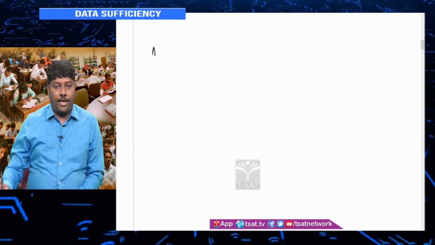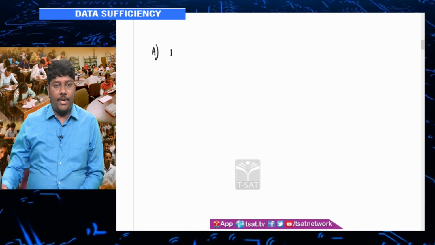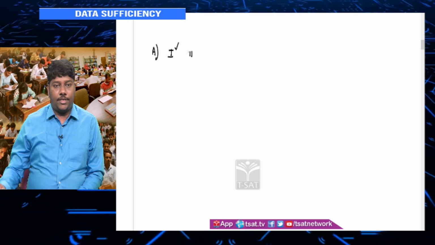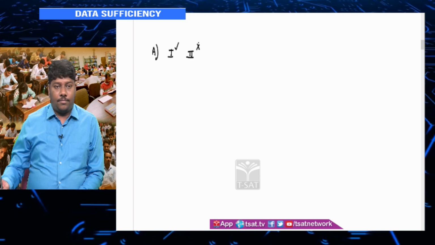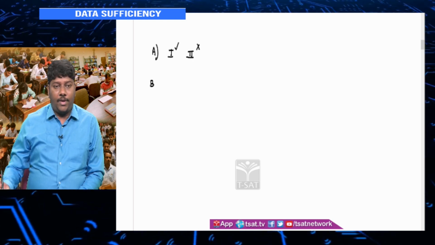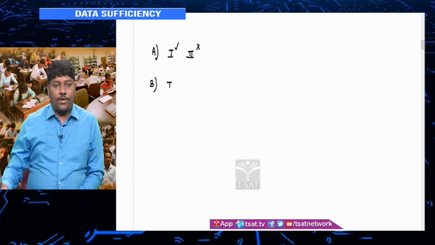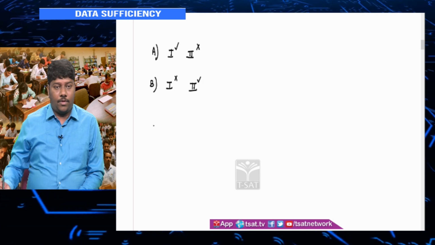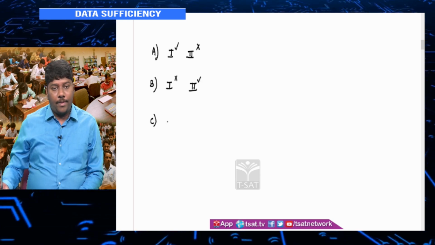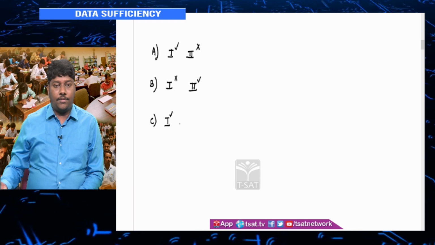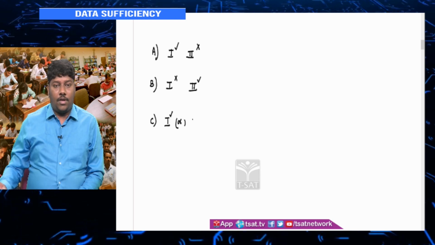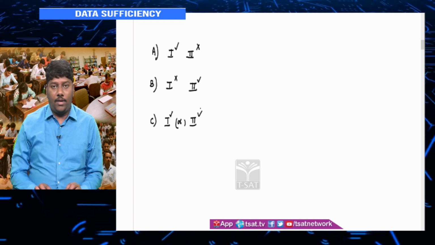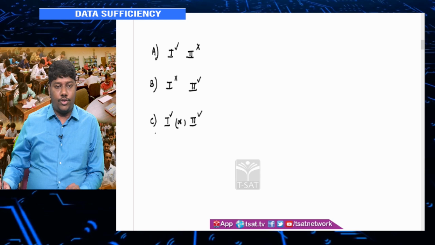We say option A when statement 1 alone is sufficient but 2 is not sufficient. We say option B when 1 is not sufficient but 2 is sufficient. We say option C when 1 is sufficient or 2 is sufficient, individually both. You can answer by using 1, or else you can also answer by using 2.